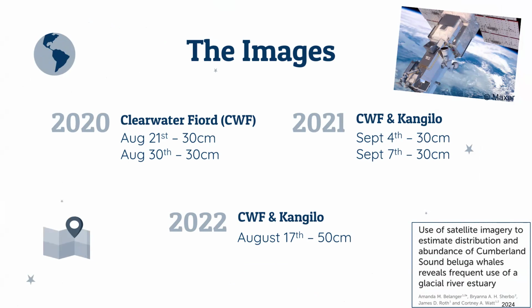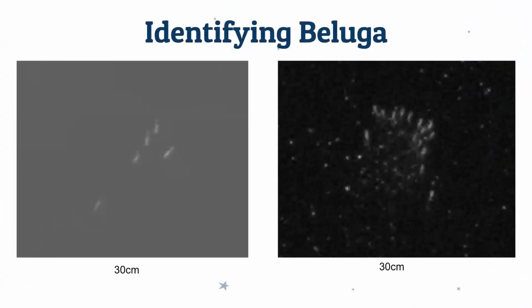So we had images from 2020 for just Clearwater Fjord, and then 2021 and 2022 for Clearwater Fjord, Kangerluarsuk Fjord, and a little bit of the surrounding waters, with most of the images being 30 centimeters, but 2022 being slightly lower in resolution. Within our images, we had to go and identify all the beluga whales. This is what they would typically look like. It's a bit poorer quality in this presentation than it would be in the actual images, just from cropping and such, but this is fairly what they would look like. You have 5 individuals in this picture, and then sort of a group on the right-hand side.